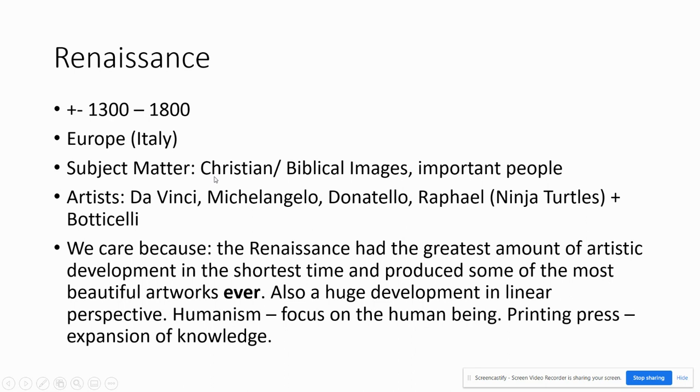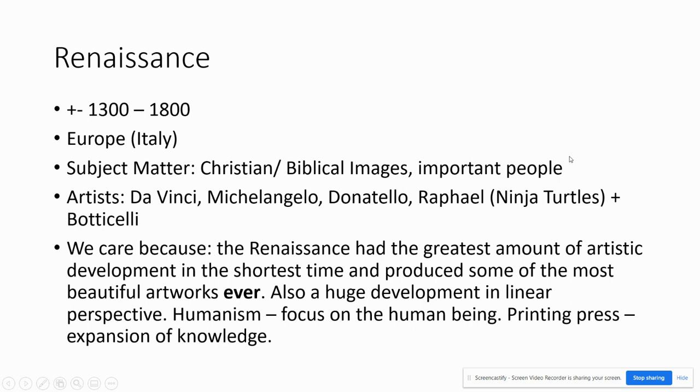So, they are mostly identified by Christian or biblical images. So, if you see a scene from the Bible, like Genesis or the creation of Adam, which we'll look at later, Mary and Jesus in the manger. You can tell that I don't know my Bible, but any scene from the Bible or any Christian imagery will identify a Renaissance artwork.